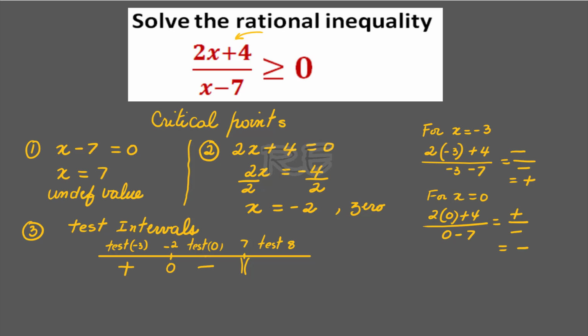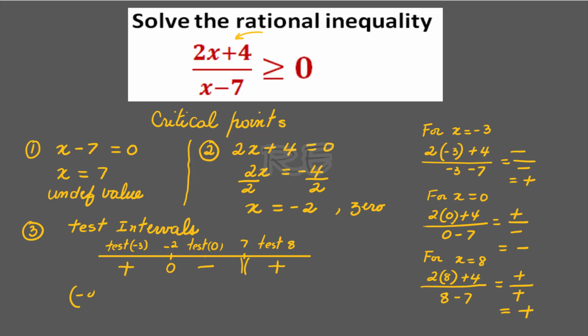For x = 8, 2 times 8 plus 4 over 8 minus 7. 2 times 8 plus 4 will be positive, and 8 minus 7 will also be positive. So the interval 7 to positive infinity is positive.